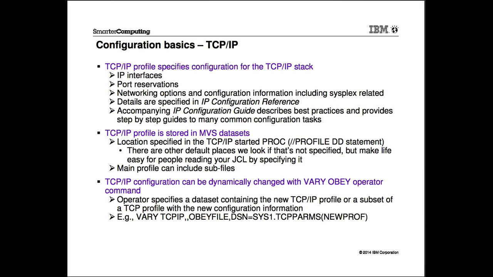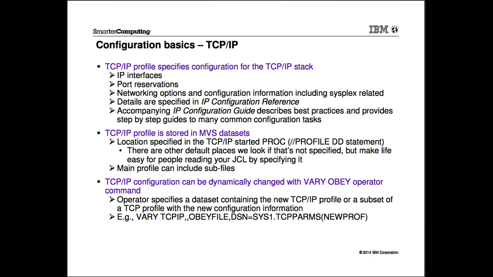Now, where is this TCP/IP profile? It's stored in MVS datasets. You generally start the TCP/IP stack by using a started proc, which is a JCL procedure to start the thing. And there is a PROFILE DD statement that points to the file. Now, if you don't specify the PROFILE statement, there are default places we look, but use the PROFILE statement so that people can easily find it. Don't make them figure out what we figured out to find it. Now, the main profile also can include subfiles, so you can have your TCP/IP profile pointed to by your PROFILE DD statement, which then has includes in it, which allows you to do modular configuration.